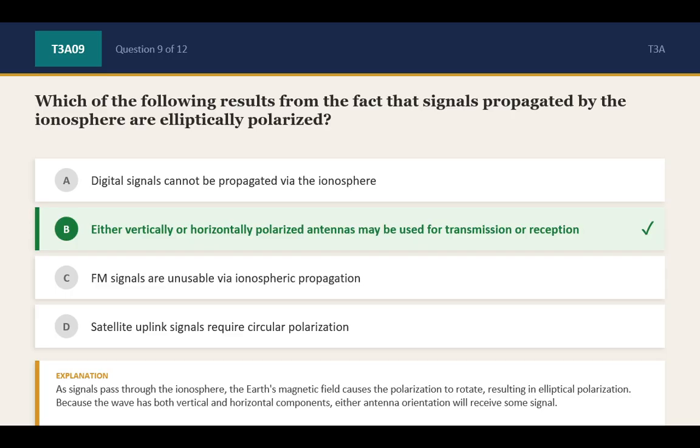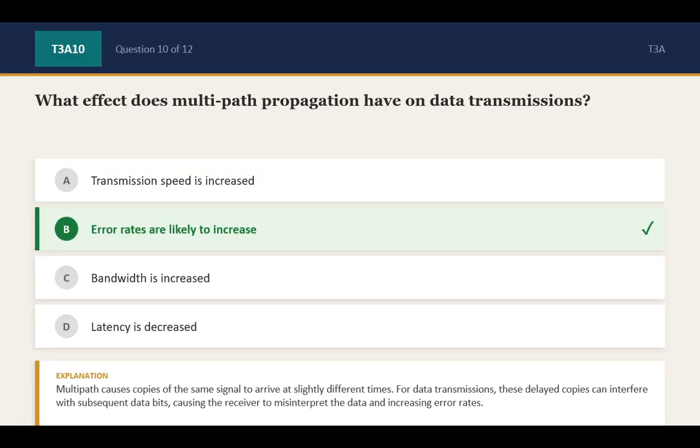As signals pass through the ionosphere, the Earth's magnetic field causes the polarization to rotate, resulting in elliptical polarization. Because the wave has both vertical and horizontal components, either antenna orientation will receive some signal. What effect does multipath propagation have on data transmissions? B. Error rates are likely to increase. Multipath causes copies of the same signal to arrive at slightly different times. For data transmissions, these delayed copies can interfere with subsequent data bits, causing the receiver to misinterpret the data and increasing error rates.